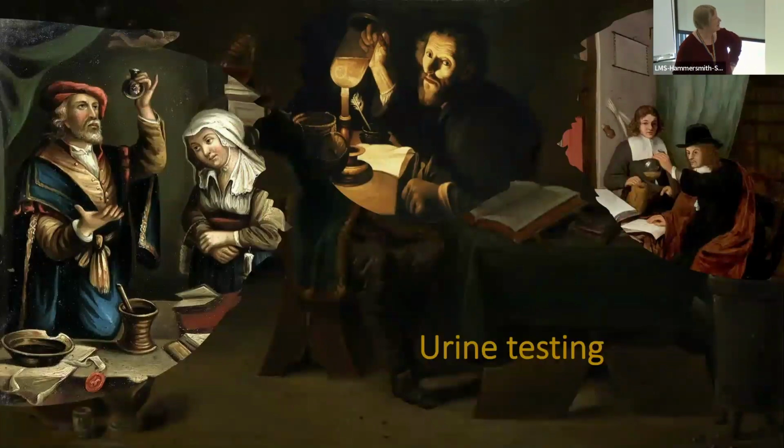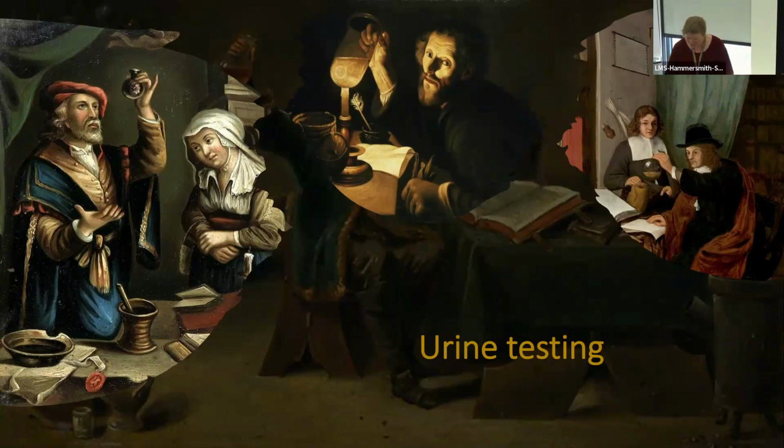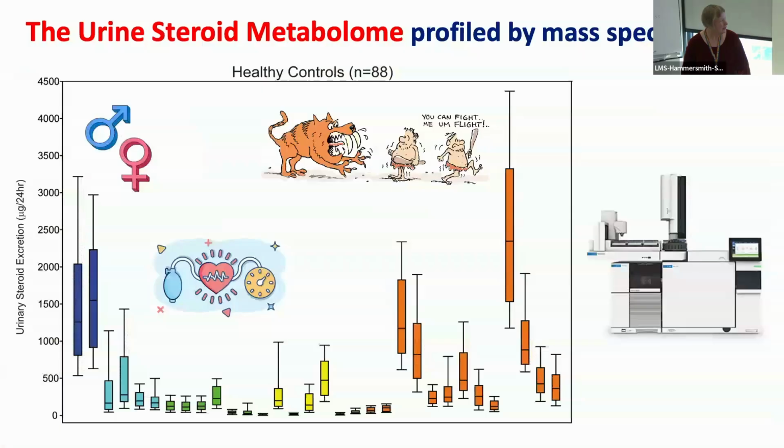Urine testing has been around for a while. One of my mentors still had to taste the urine to see how diabetic patients were. We don't have to do this anymore. Fascinatingly, and this was initially done with gas chromatography mass spectrometry, you can capture everything we excrete and produce in the adrenal, in the gonads, in every tissue that is able to synthesize or metabolize steroids.